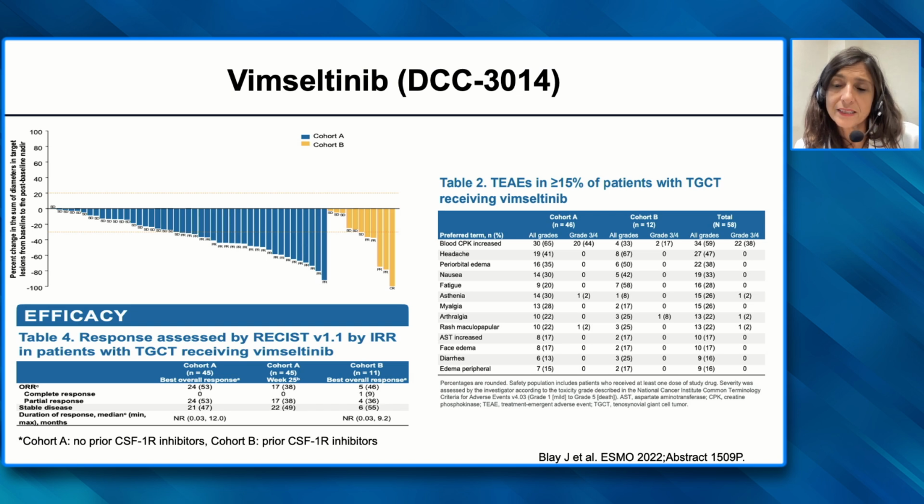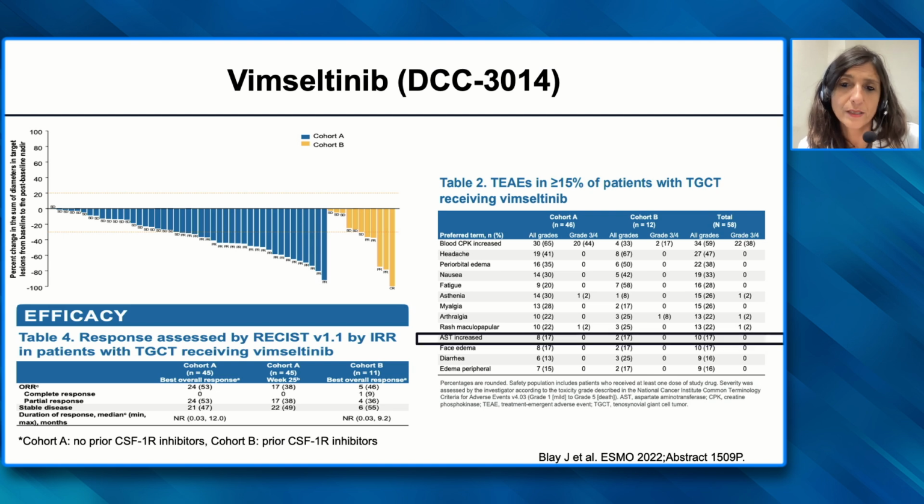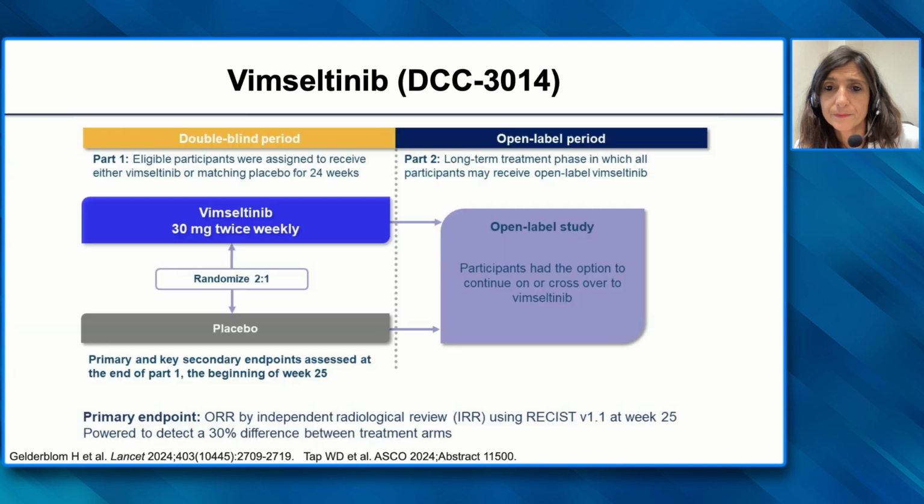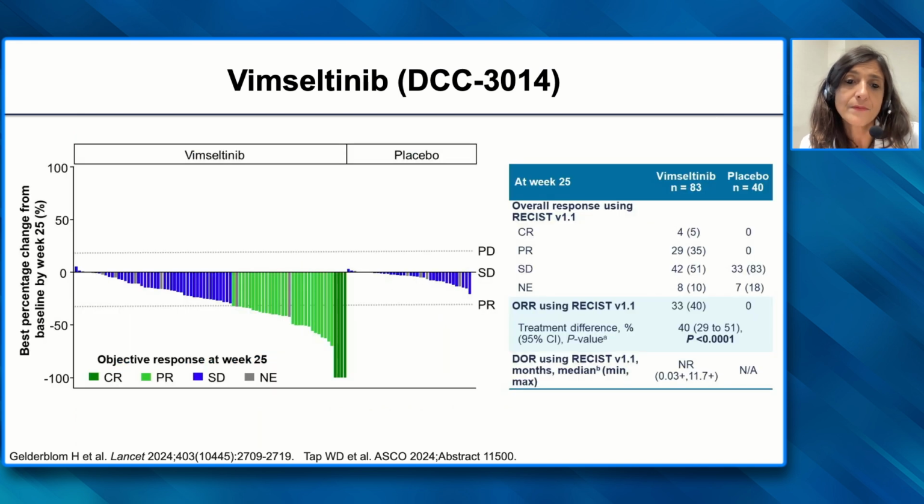The toxicity associated with this drug is mainly blood pressure changes and nausea, but less problem related to hyperbilirubinemia. An AST increase, though, was reported in about 17% of the patients. And this is the randomized study that was presented this year at ASCO, with the concomitant publication in The Lancet, showing that vimseltinib was able to reduce the disease in most of the patients.